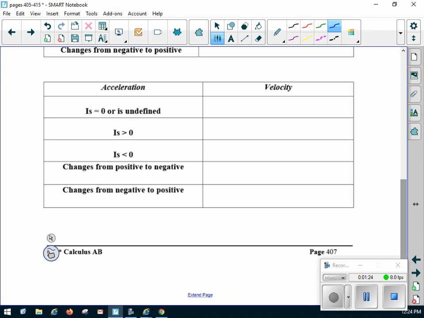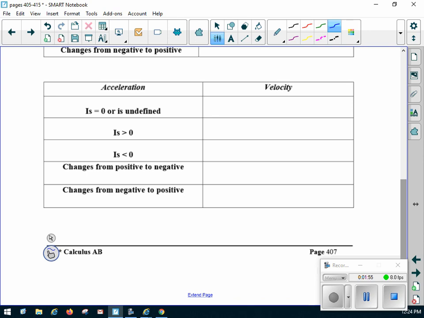All right, let's talk about acceleration. If acceleration is 0 or undefined, then what do we know about velocity? The velocity may change sign, right? If the acceleration is positive, then the velocity is increasing. Acceleration negative means the velocity is decreasing. And then if the acceleration changes from positive to negative, velocity changes from increasing to decreasing.